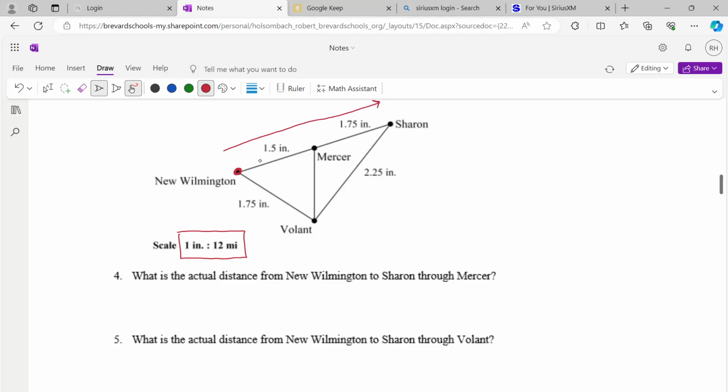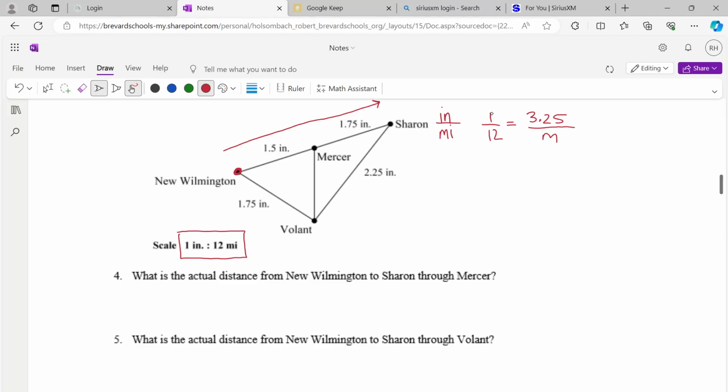So what I'm going to do is our scale is inches to miles. So our scale is 1 inch equals 12 miles. So 1 to 12 is equal to, we're going to combine this 1.5 and 1.75, and we get 3.25 inches. And we're going to put that over a variable, and in this case, I'm going to use m for miles.